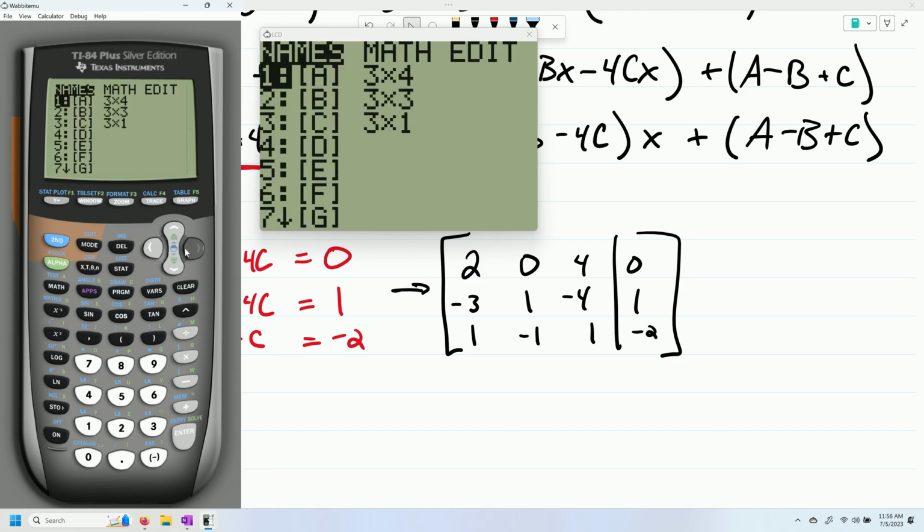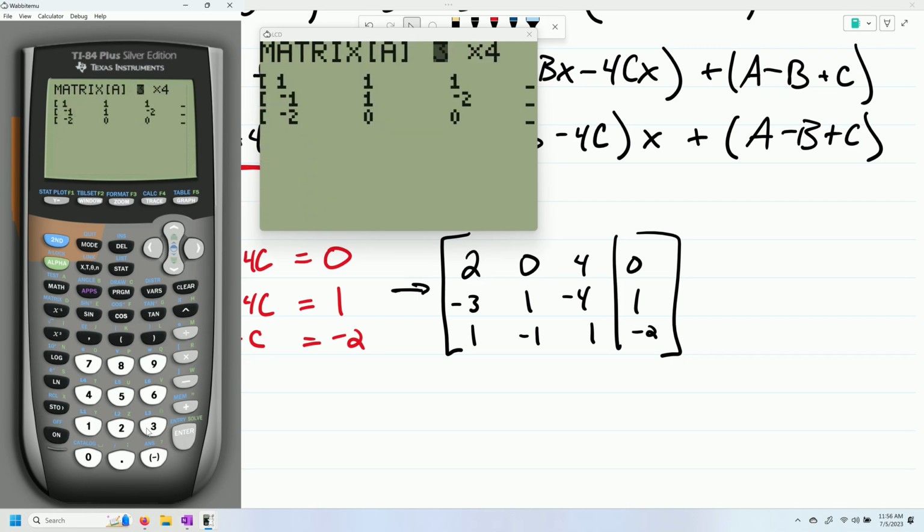Matrix. Edit. It's a 3x4. And then the coefficients in row 1: 2, 0, 4, 0. Row 2: negative 3, 1, negative 4, 1. And finally, row 3 is 1, negative 1, positive 1, and negative 2.